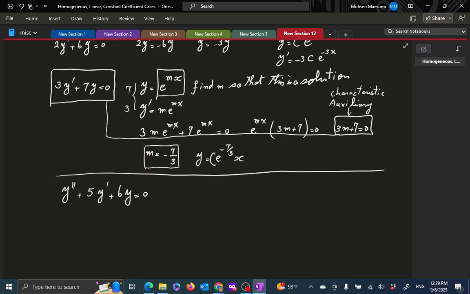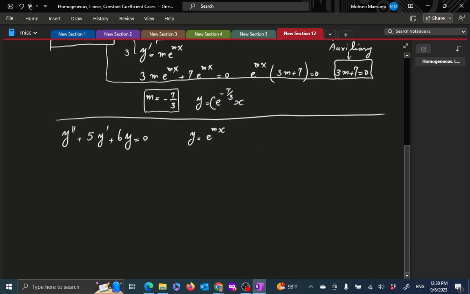Again, this is linear because my function and its derivative are just multiplied by some known quantities. It's constant coefficient because these known quantities are just numbers. And it's homogeneous because the right-hand side is 0. So we start with the approach of trying to see if such a solution still applies here.